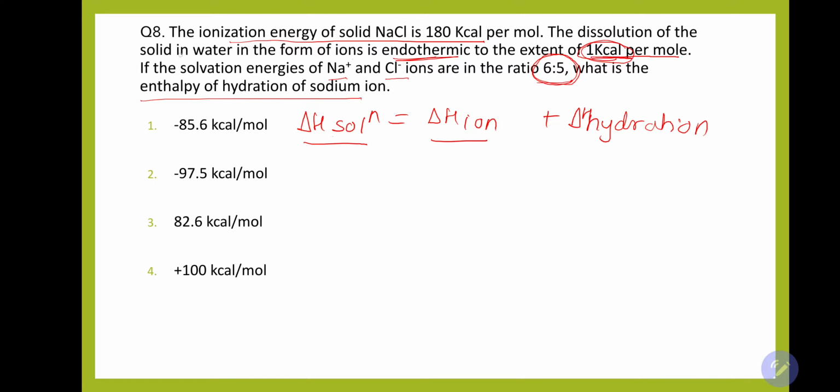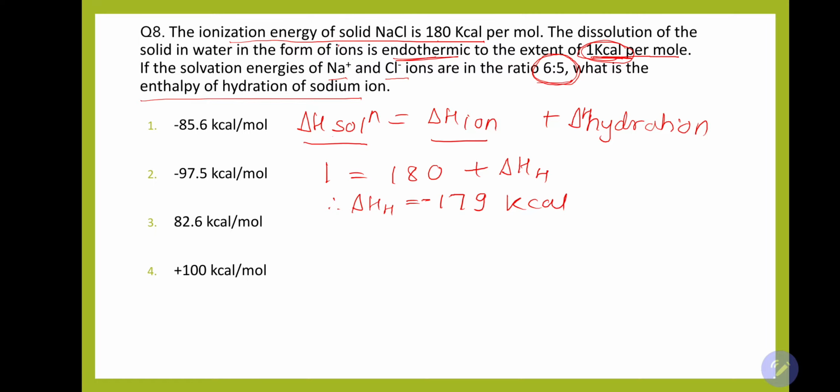When the salt is added to the water, the energy liberated is 1 kilocalorie per mole, so it is 1, which is equal to the enthalpy of ionization, which is already given, 180. The enthalpy of hydration is not given, so let's write it as delta HH. So what is the value of delta HH? The enthalpy of hydration is minus 179 kilocalories.